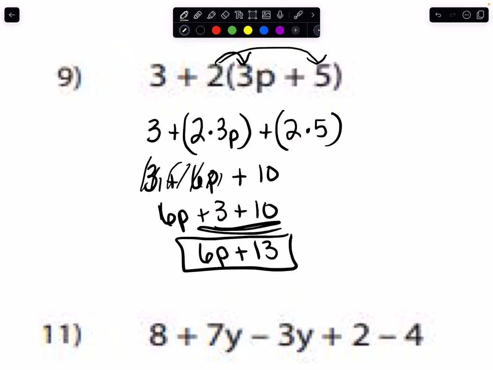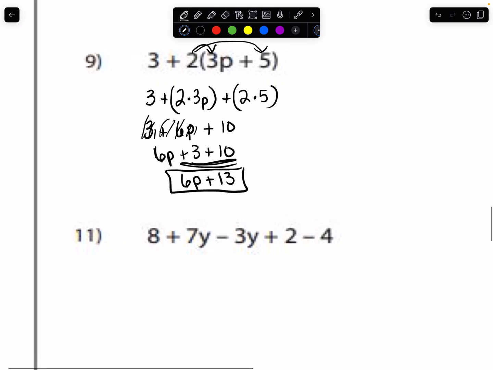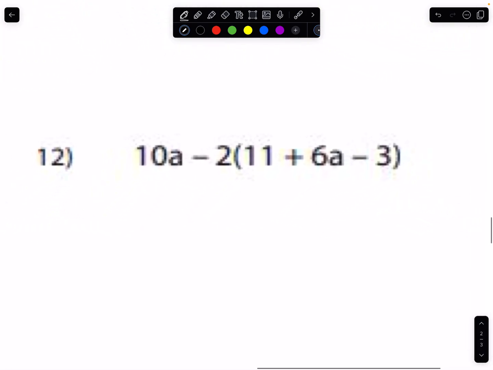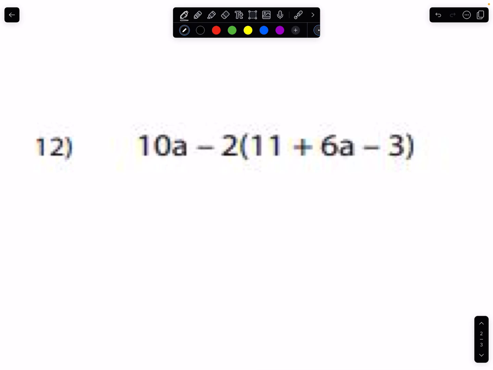All right, I think the last one that we have to do that is a distributive problem for you guys to check out is this one right here. So push pause, give it a try, cross your fingers. I will give you a little heads up. You could combine first. Your choice, as long as you get to the right answer. So I'm probably going to do it both ways, maybe.